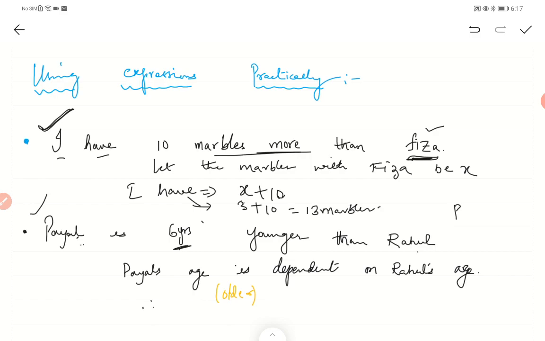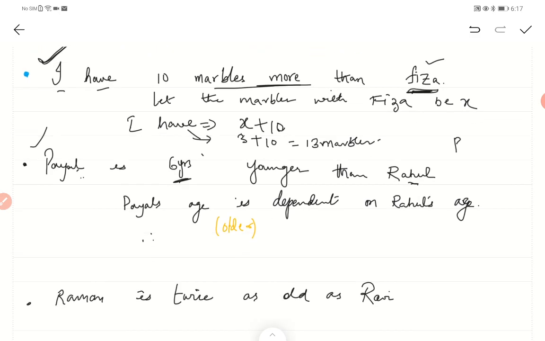So Payal's age is dependent on Rahul's age, therefore we will take Rahul's age as an unknown variable, some x, y, z, anything. Okay, so what I will do, I will take Rahul's age, let Rahul's age be some y. Okay, so now what will be Payal's age?